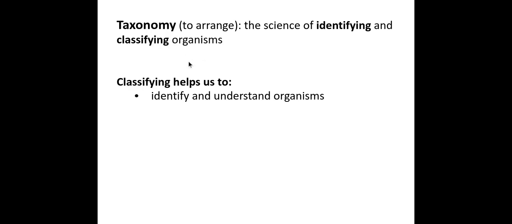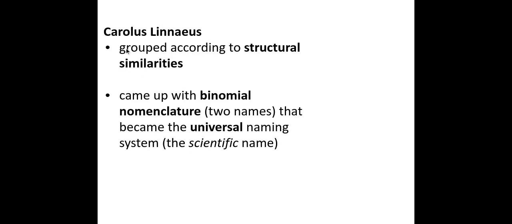That is going to be referred to as a taxonomy. And by classifying these organisms into different groups, it'll obviously help us identify them, but then also looking at the similarities and differences between those groups is going to help us understand those organisms better as well. Carl Linnaeus was one of the earlier people to formalize this system and popularize the system, and he was grouping things according to structural similarities.